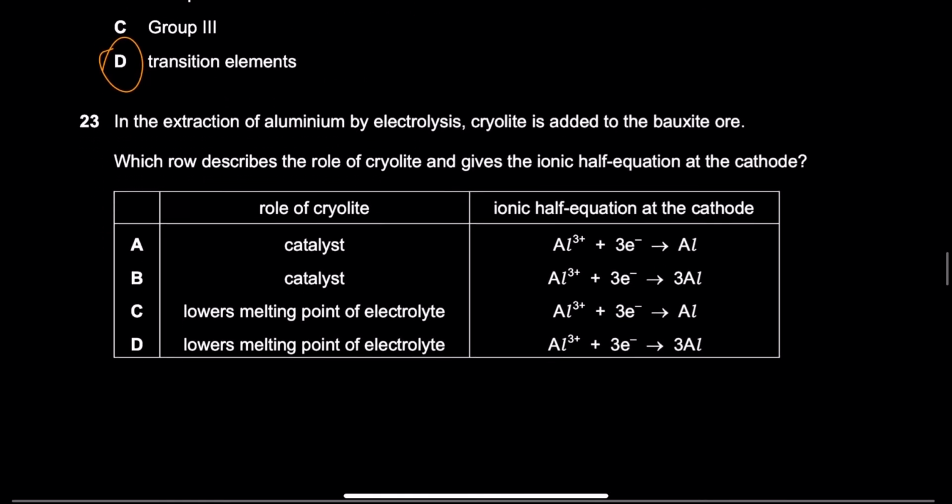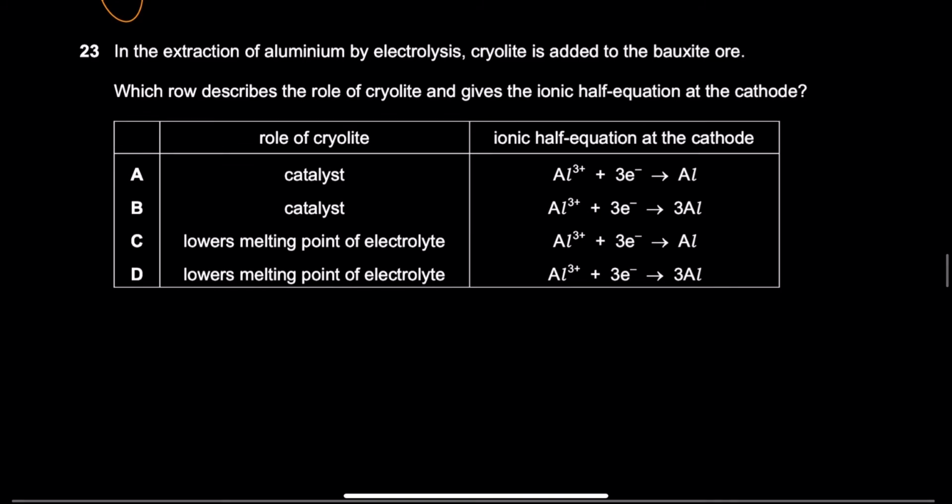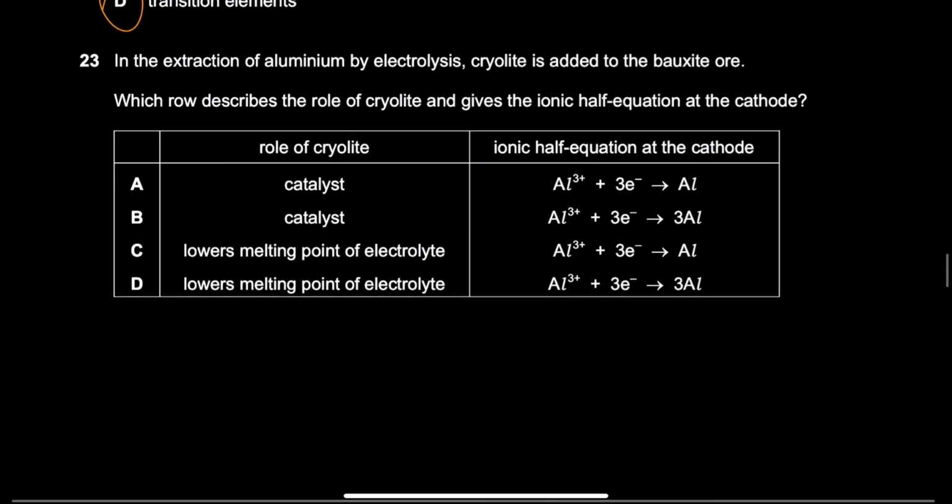In the extraction of aluminum by electrolysis, cryolite is added to bauxite ore. Now, why was cryolite added? Because it is an impurity, and the impurity will lower the melting point of that electrolyte, and because of that you will have less cost, right? So it is not a catalyst; it lowers the melting point of the electrolyte.